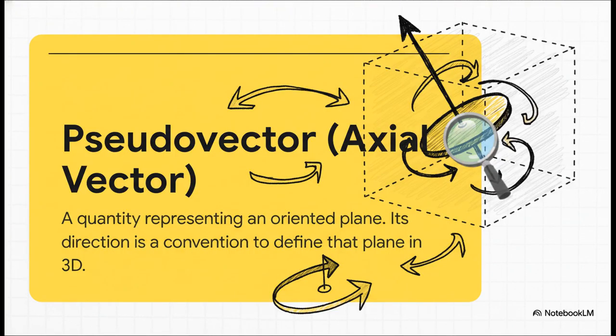And this clever little mathematical trick actually has an official name. It's called a pseudovector or an axial vector. So unlike a true vector, like velocity, that points in the direction of motion, a pseudovector points along the axis of rotation. It's this beautiful convention that lets us use the simple math of vectors to describe the much more complicated idea of a spinning plane. It's a shortcut that just happens to work perfectly in 3 dimensions.